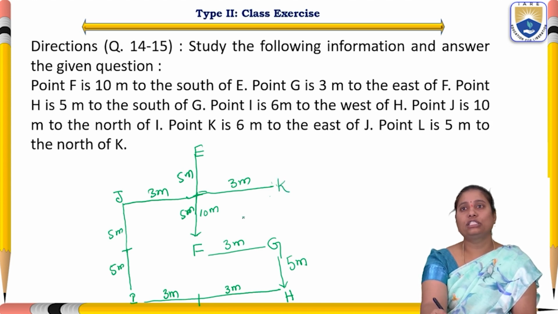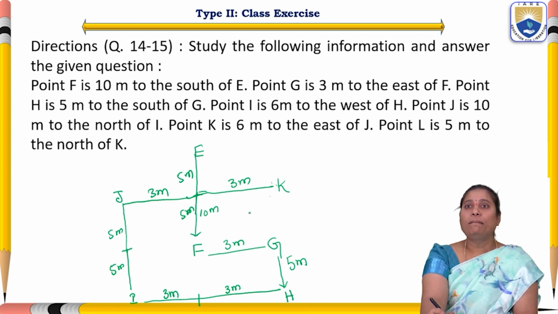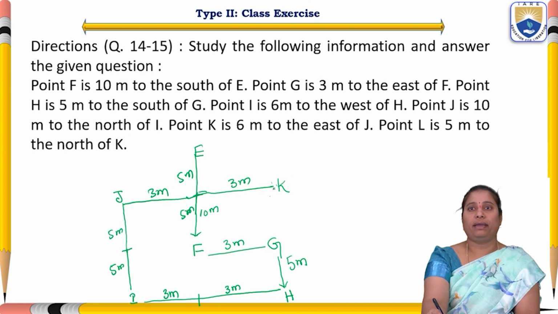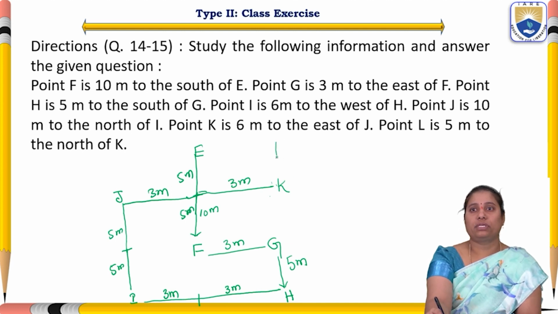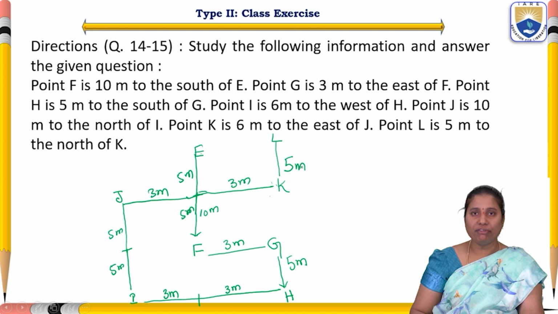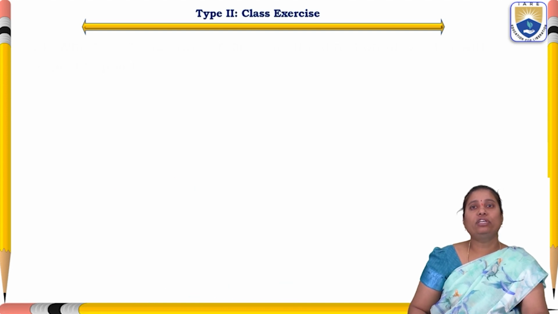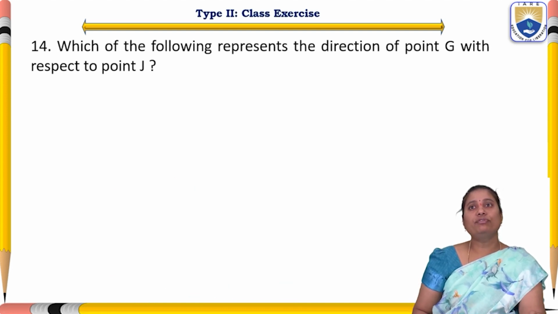K is 6 meters to the east of J. And point L is 5 meters to the north of K. So K is here, and to the north of its position means parallel to E, and L will be 5 meters.